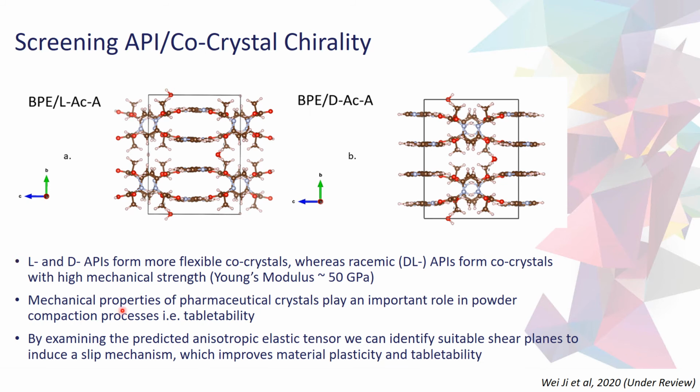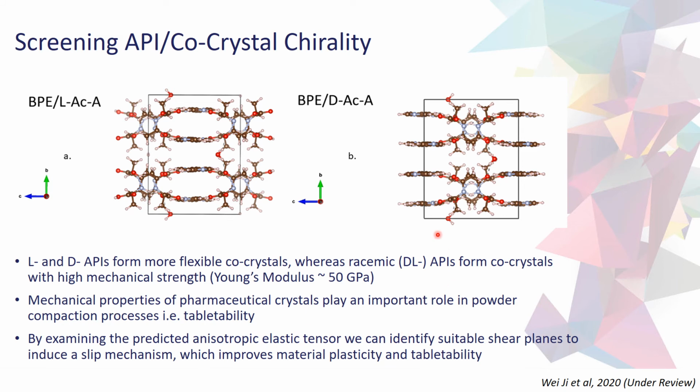So what we learned from this was simply by altering the chirality of the molecule, so whether it's a left-handed or right-handed version of the exact same molecule, mirror images, we actually see a massive change in the macroscopic properties. So the L and the D active pharmaceutical ingredients, they form more flexible co-crystals, which is desirable for some applications, but in terms of tabletability and processing is less desirable.